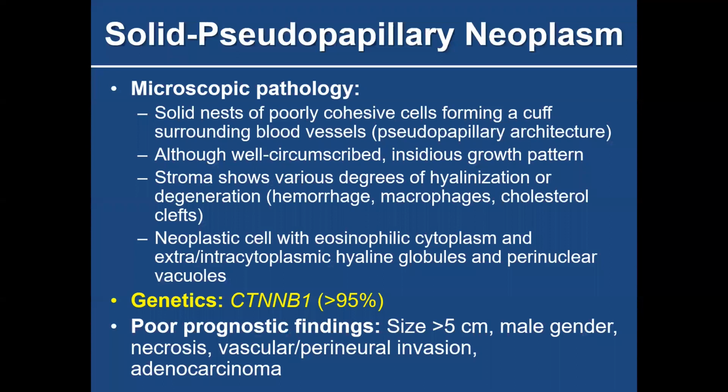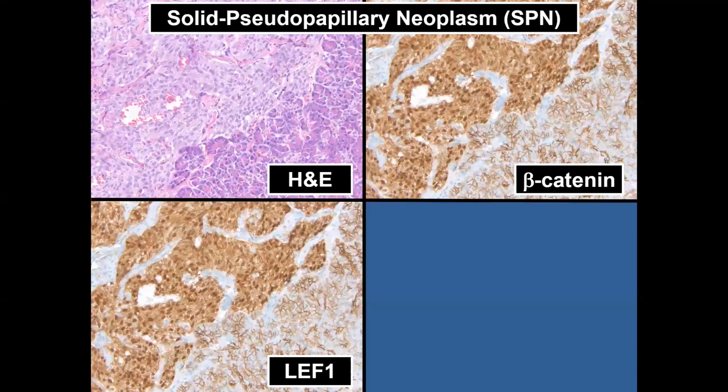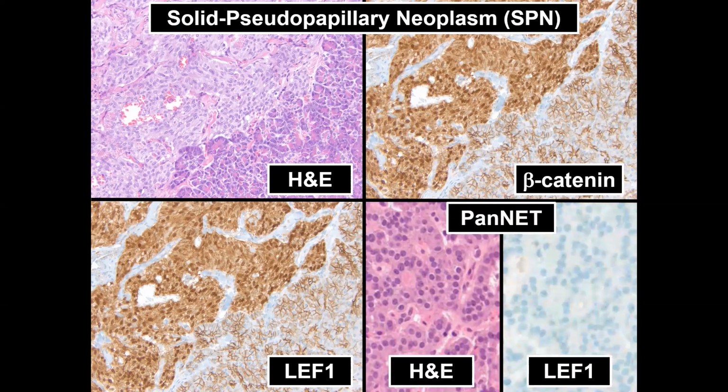One of the most helpful findings is the presence of mutations in CTNNB1, or beta-catenin, which is for the most part a universal feature of solid pseudopapillary neoplasms. In contrast, pancreatic neuroendocrine tumors are typically absent for these alterations, and therefore beta-catenin can be used to help distinguish between the two neoplasms, with PNETs exhibiting membranous staining, while solid pseudopapillary neoplasms have beautiful nuclear staining. And since beta-catenin is not expressed in the nuclei of pancreatic neuroendocrine tumors, LEF1 is also completely absent in these tumors as well.